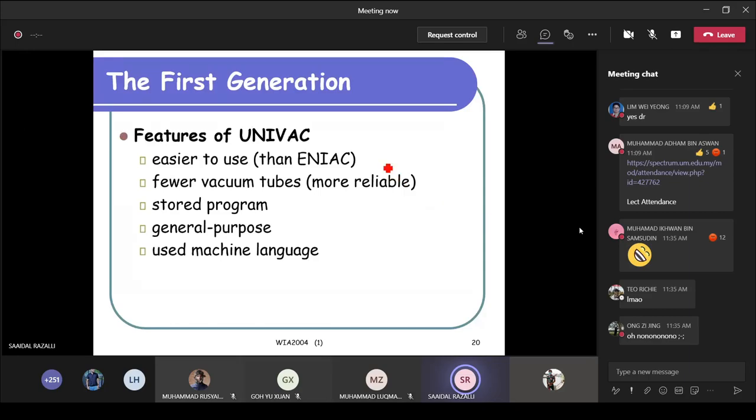Features of UNIVAC: it is easier to use than ENIAC, with fewer vacuum tubes, more reliable, since vacuum tubes are much prone to failure, a stored program, general purpose, and it uses machine language. Machine language, I think you will learn in embedded systems, how the processor language works. The IBM 701 is a model of the first generation computer, and the IBM 650. I think that's how IBM became a very successful company, because of these two products.